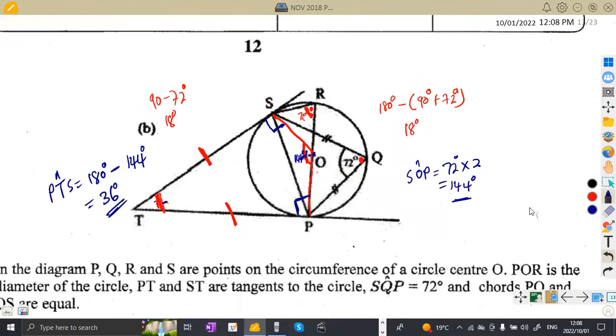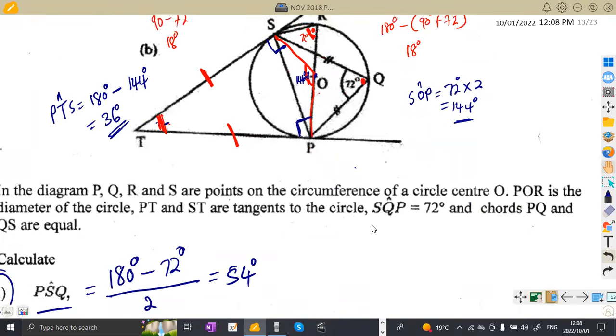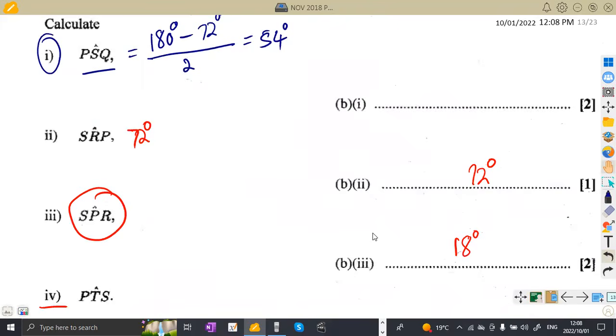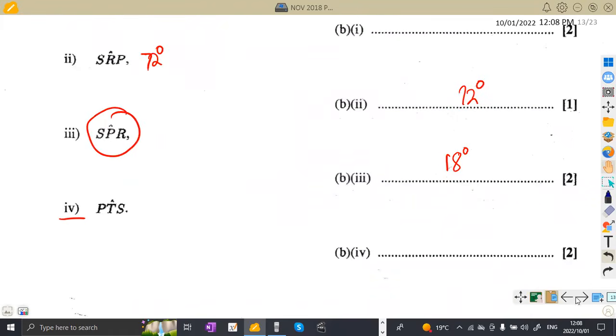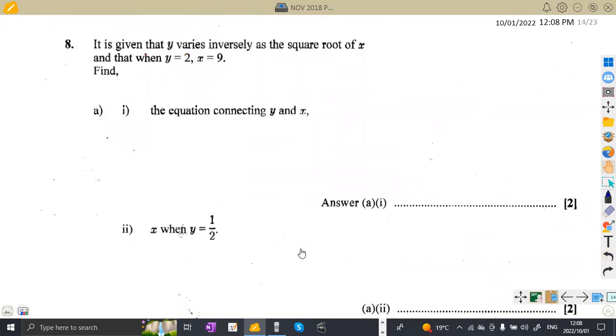So actually that was the idea of the question, guys. As we can see, it's a matter of playing around with as many questions as we can. That is the idea there. All right, let us move on to question 8.